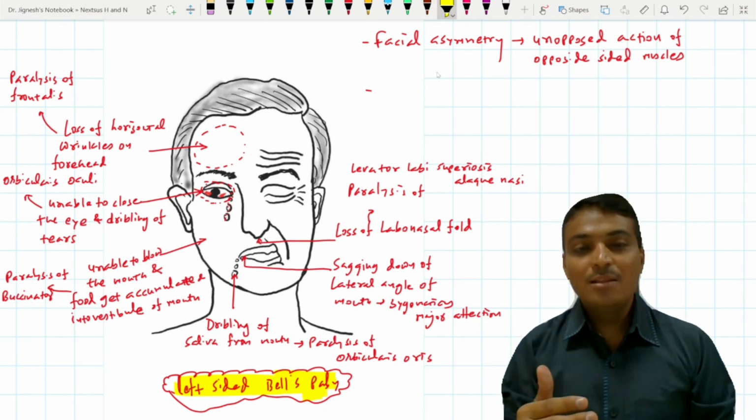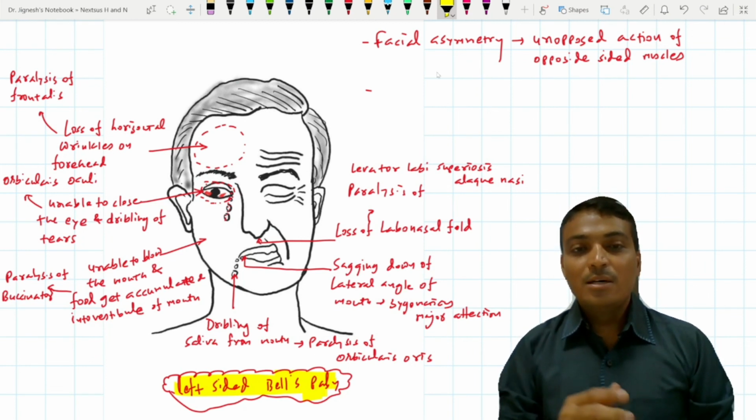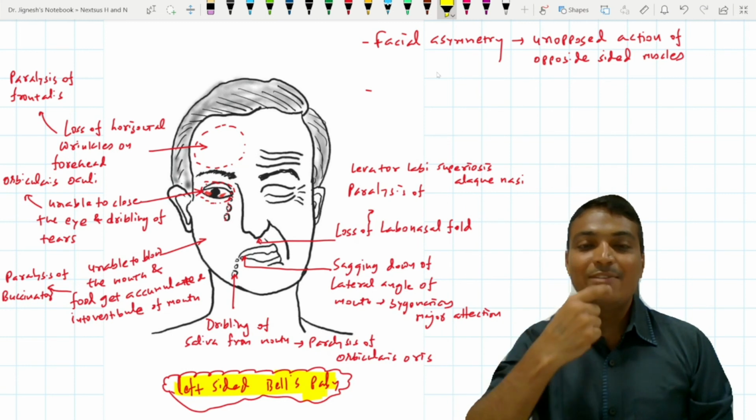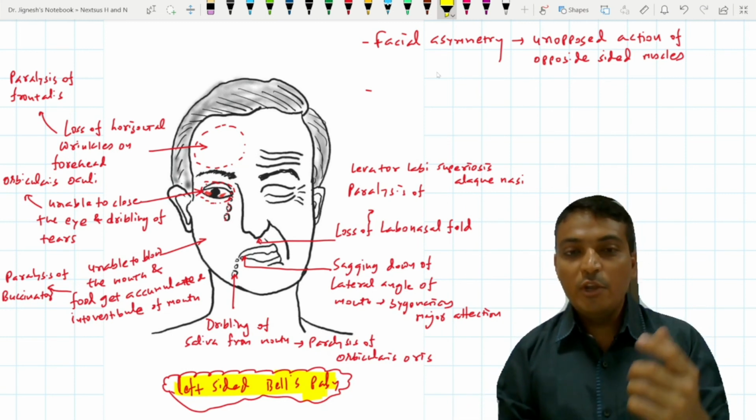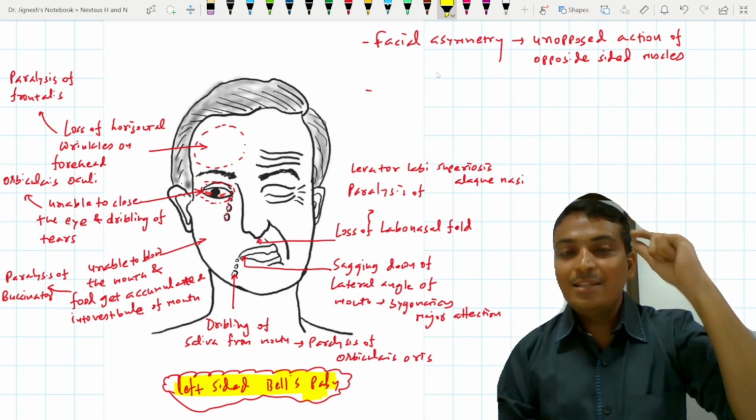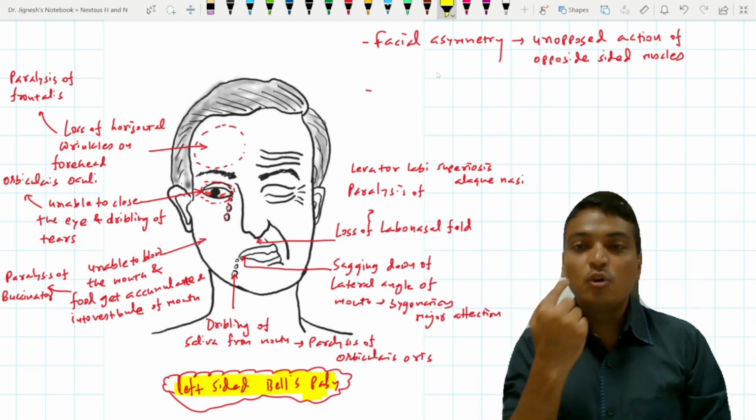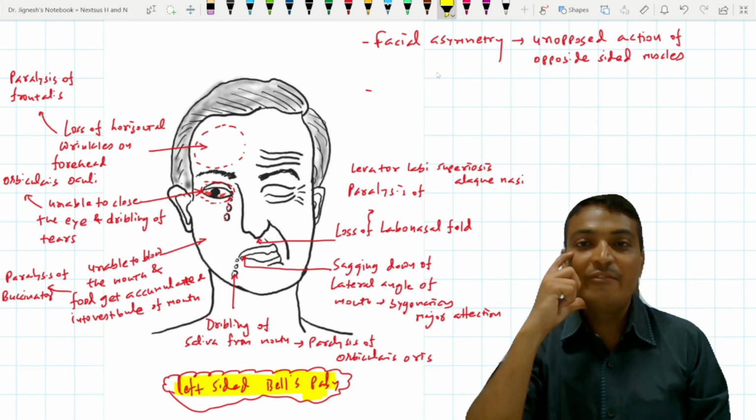So in a nutshell, in case of Bell's palsy or the infranuclear palsy, the same sided whole face of facial expression muscles is affected. While in case of the supranuclear palsy, the symptoms are the same, but the forehead area is preserved, and the paralysis is on the contralateral side of the lower half of the face only.